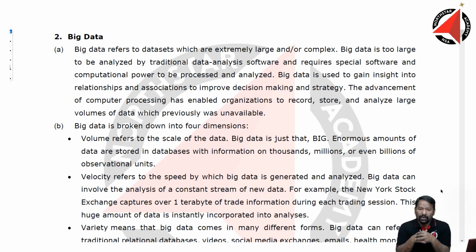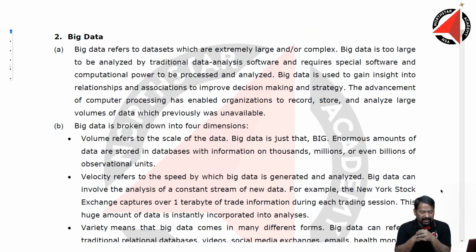A huge amount of data. Big data refers to data sets which are extremely large or complex. Big data is also too large to be analyzed by traditional data analysis software. Normal software will not work. If you think Excel and all that, no, that will not work. Put 100,000 line items on Excel and it will collapse immediately. So it requires special software with special computational power for processing and analyzing that data.